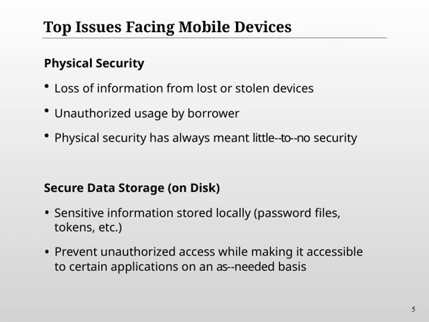Moving on, another critical concern is secure data storage on disks. Sensitive information like passwords, tokens, or other private data is stored locally on the device. While it's necessary to keep this data accessible for apps that need it, we also need to prevent unauthorized access. The goal is to strike a balance, making sure that only certain applications can access this data on an as-needed basis, while keeping it protected from potential threats. Overall, these issues highlight the importance of implementing strong security measures, both physically and digitally, to protect vital information on mobile devices.